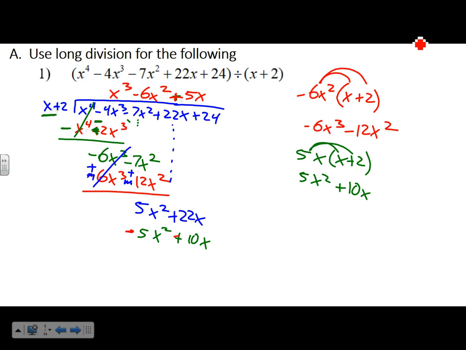Go back through, change your signs. So this one's going to be a negative. This one's going to be a negative. So when you add those together, those cancel. 22 minus 10 is positive 12x. Bring down your last number, which is 24.